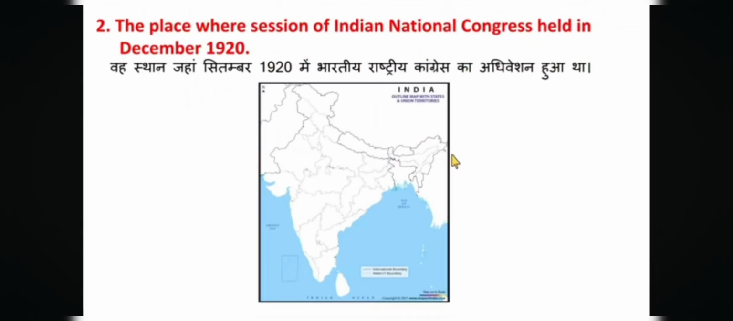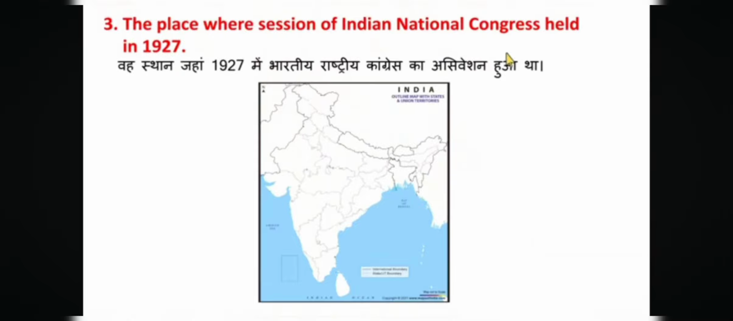In Kolkata. Next, look here, the next question is the same. It's the Indian National Congress session. But here it says December 1920. Where did it take place in December 1920? It took place in Nagpur. Now you have to show Nagpur on the map. So where is Nagpur? You can point to this place and write Nagpur like this. Okay, so remember all this. Where did it take place in December 1920? In Nagpur. Where did it take place in September? In Kolkata.